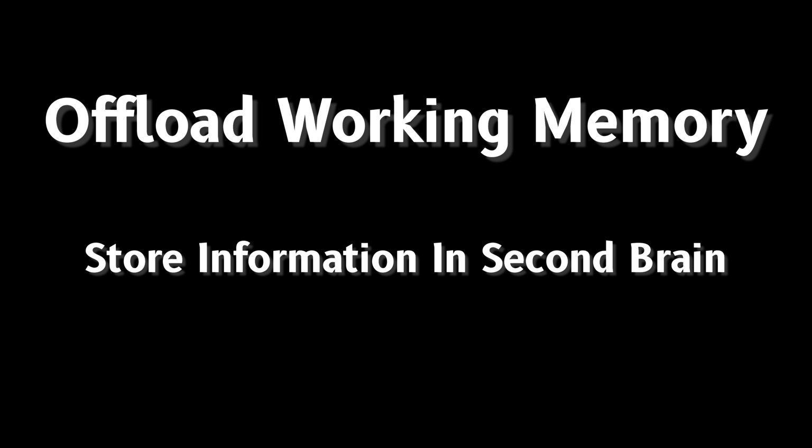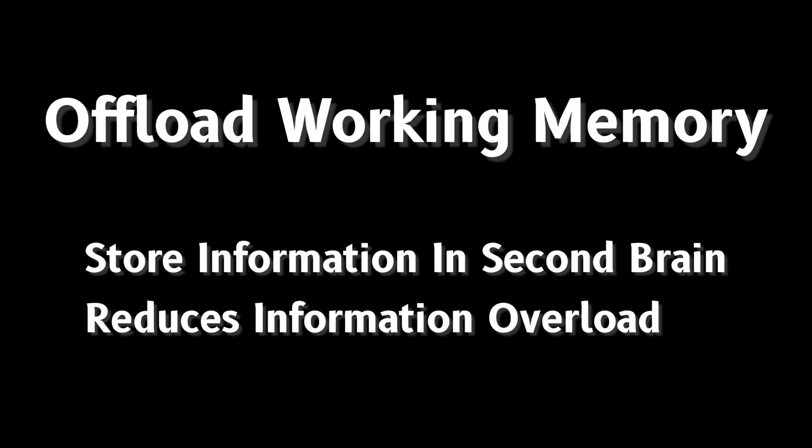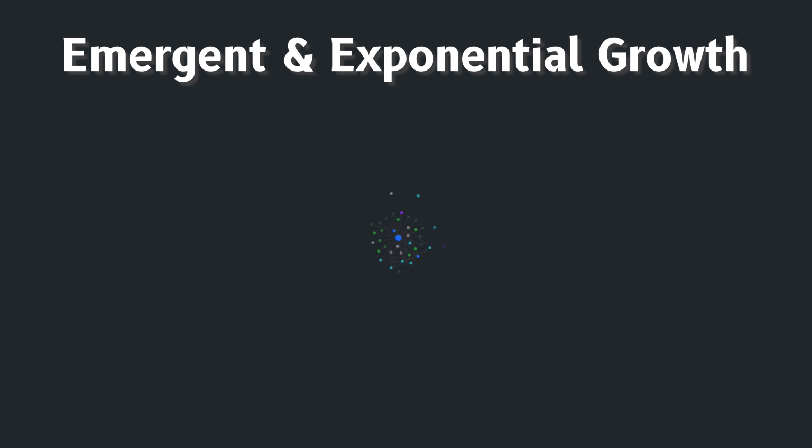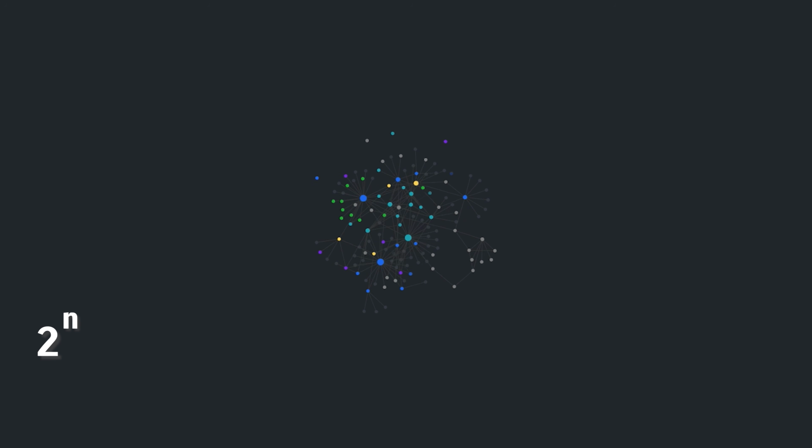You don't have to remember everything, you can instead store it inside of your second brain, which drastically reduces your information overload because instead of focusing on the working memory trying to keep everything in mind, you can instead focus more on the insights and the ideas themselves. The molecular Zettelkasten system in Obsidian allows for an emergent growth opportunity. There's exponential growth, 2 to the nth power.